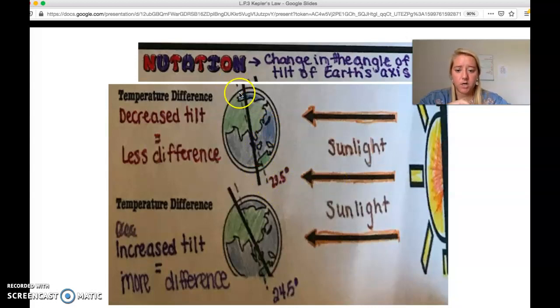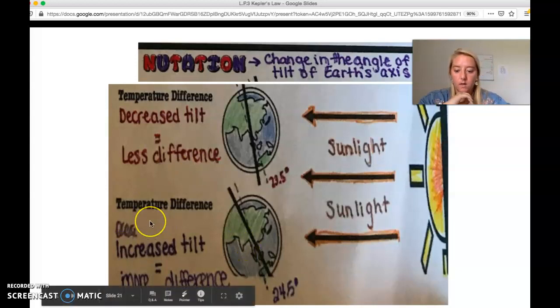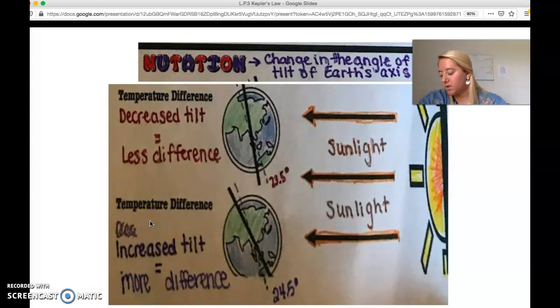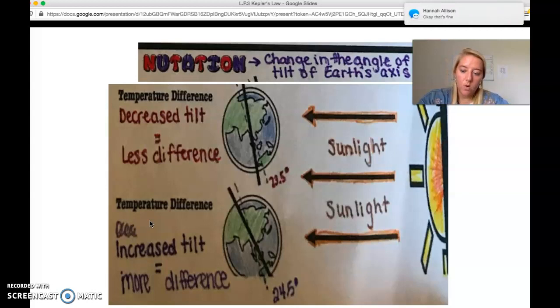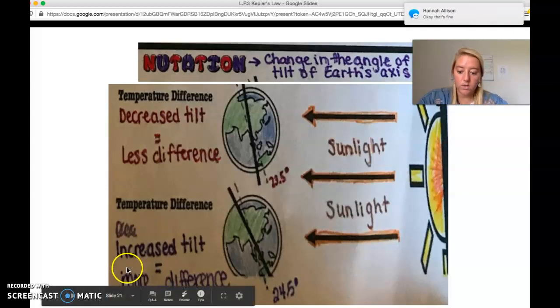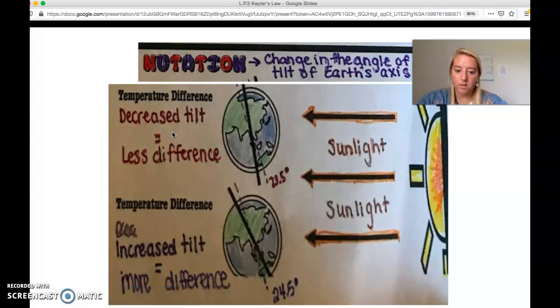So if the tilt is decreased, we see less of a difference between temperatures, right? So less of a degree difference when we're talking about our different seasons. When the tilt is increased, we see more of a difference between the temperatures of the seasons, right? So we would have a colder winter and a warmer summer. Here we would have more mild winters and more mild summers.